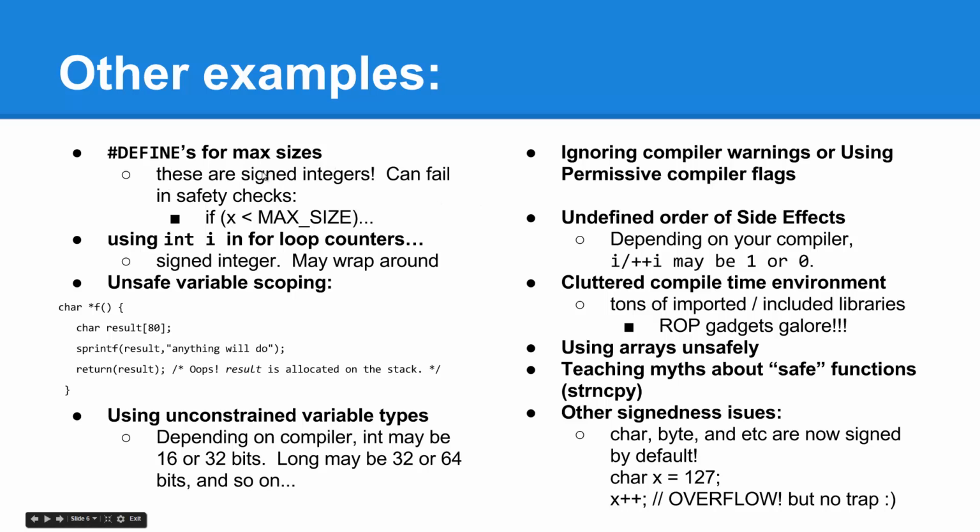These again are by default signed integers. So if you are comparing a possible signed integer to another signed integer, and this one has wrapped around to a negative value because it's gone up so high, then it will pass this check and perhaps do something unsafe. Using, again, a signed int i or signed int j for loop counters. These are signed integers that may wrap around if there's over 2 billion elements that you're searching through.